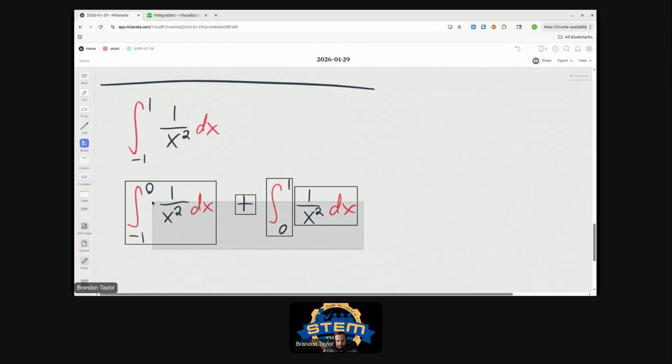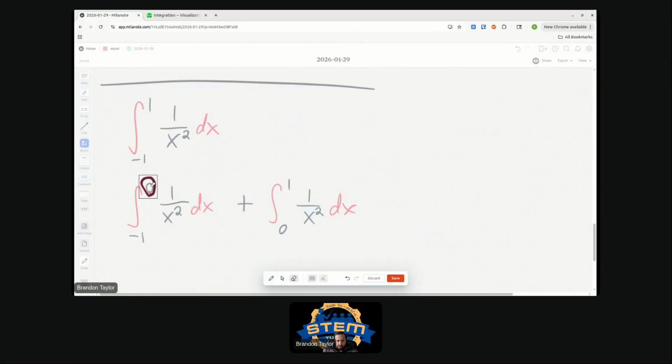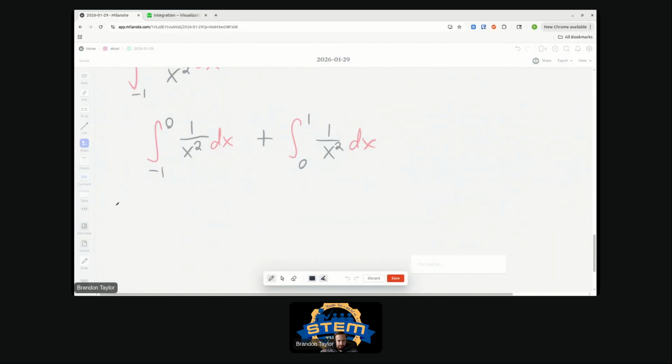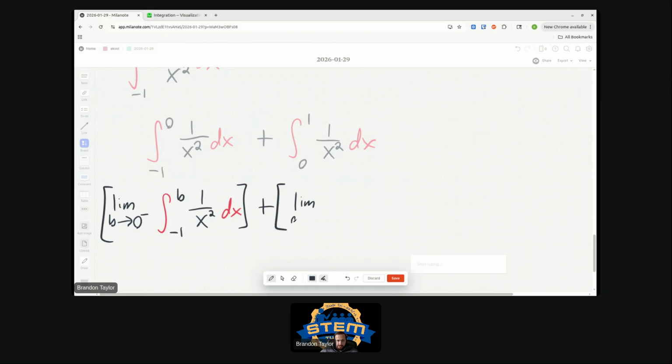And from here, we can do the same process above, because by doing the trick where we split it, now we are forcing the problem point to be on one of the endpoints. And we just talked about how to handle that above. So it'll essentially be 2 separate integrals, right? This one has a problem on the upper bound. So limit as b approaches 0 from the left, integral -1 to b, 1 over x squared dx, right? So we get that plus limit as a approaches 0 from the right, integral from a to 1, 1 over x squared dx.